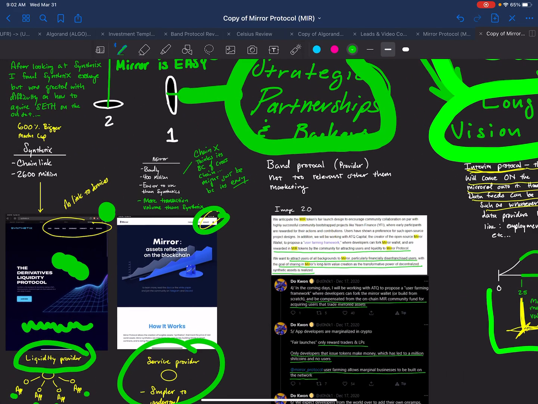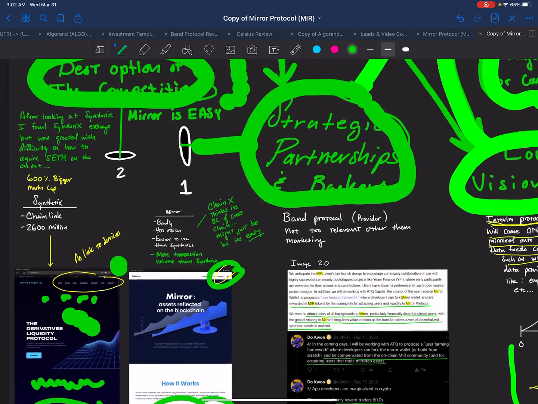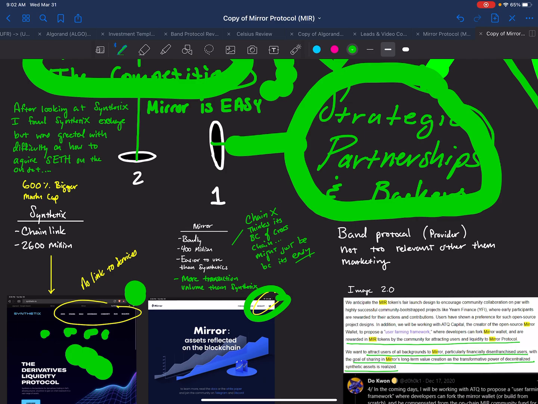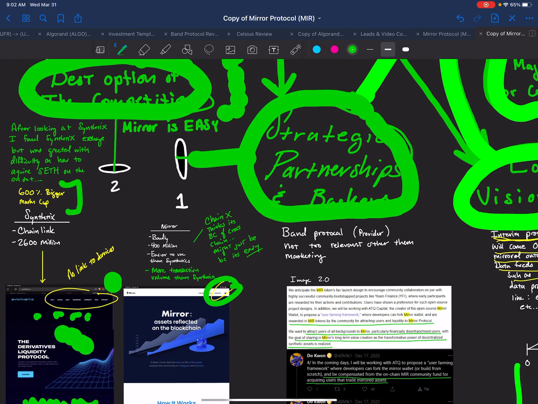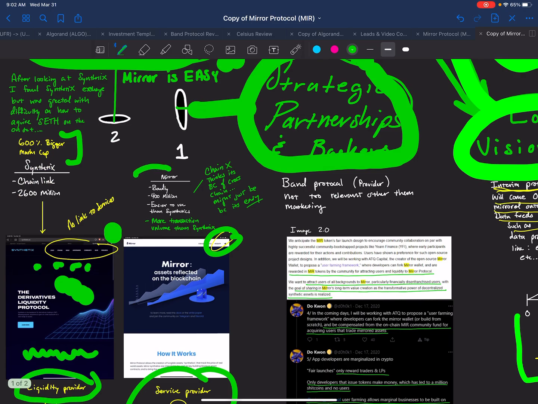And by the way, MIR is overtaking Synthetix in volume. So, it's probably because it's easier. And this one has a 600% bigger market cap. So, you can see why I'm investing, right? So it's basically MIR. It has more transaction volume than Synthetix, okay?